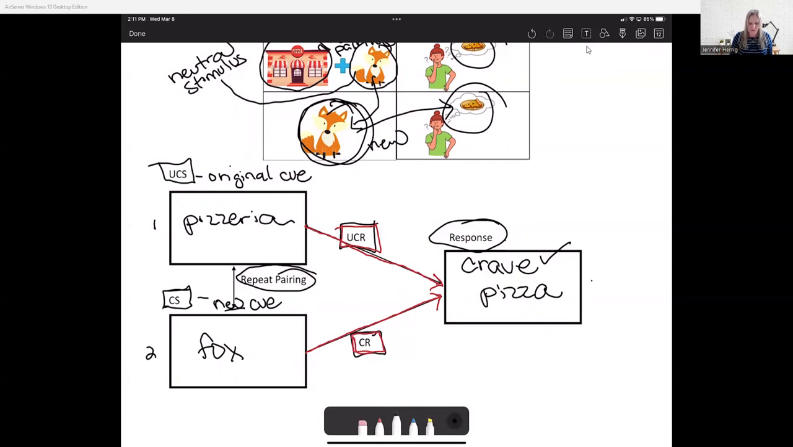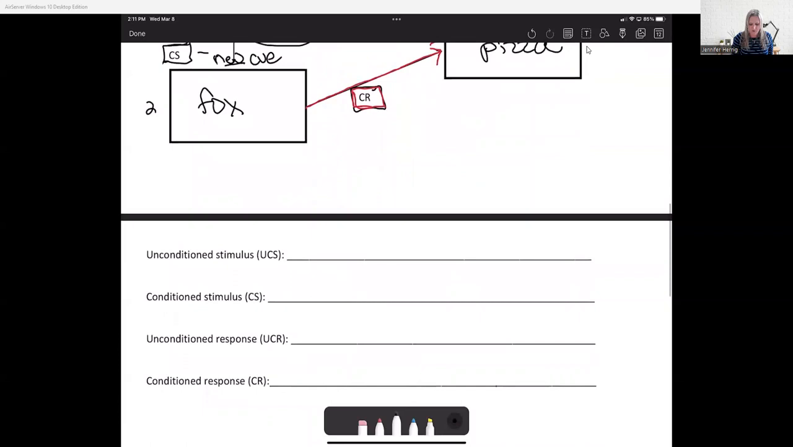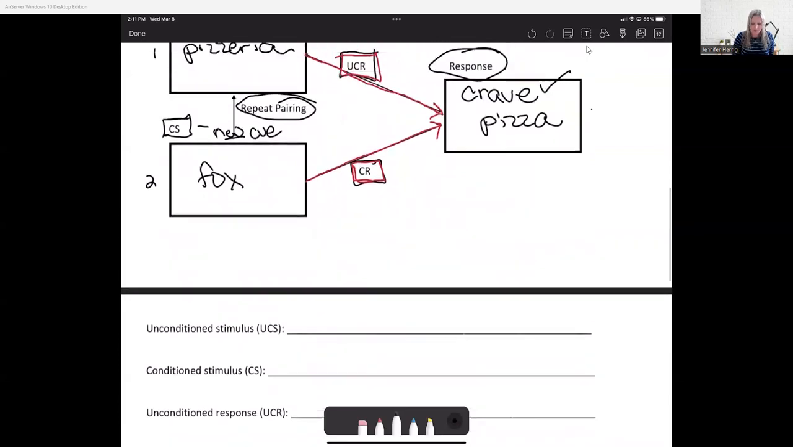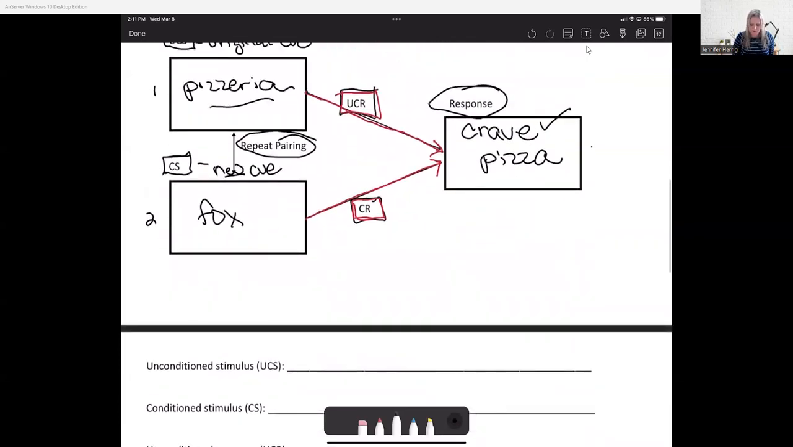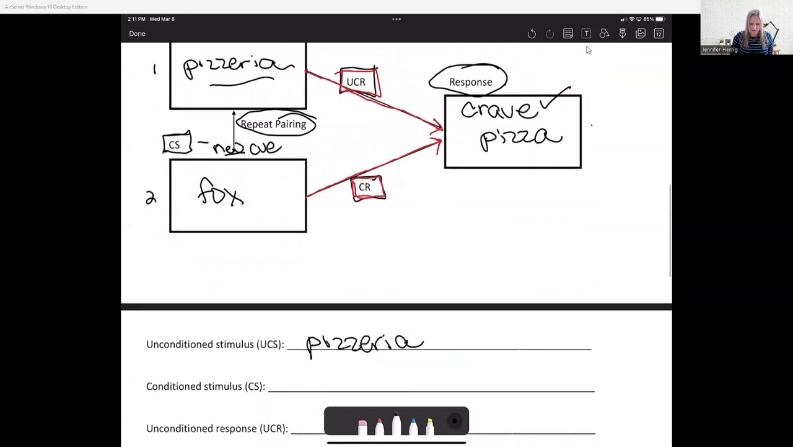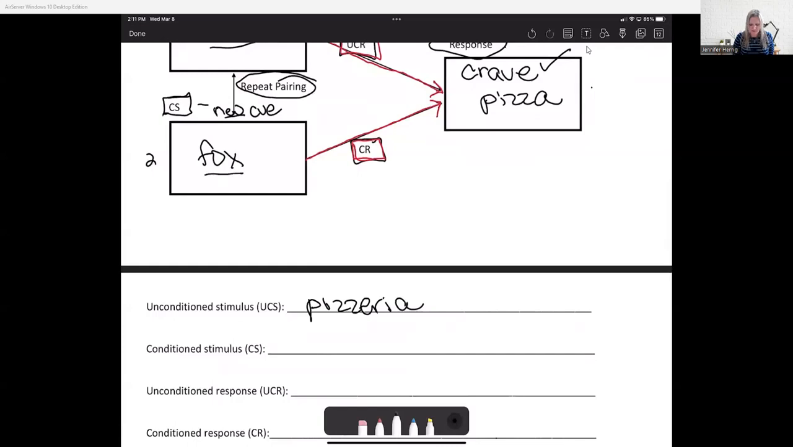So now we have this all mapped out. We can go down here and answer our question. So our unconditioned stimulus, we come back here. That's our pizzeria. That's what's going to be in our top box. Our conditioned stimulus, that's our bottom box. That's our fox.